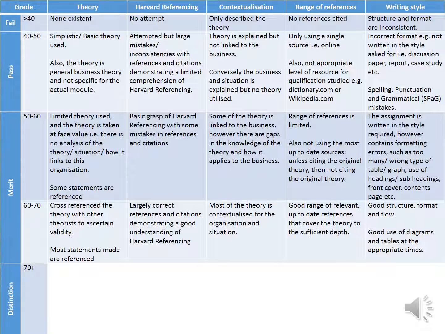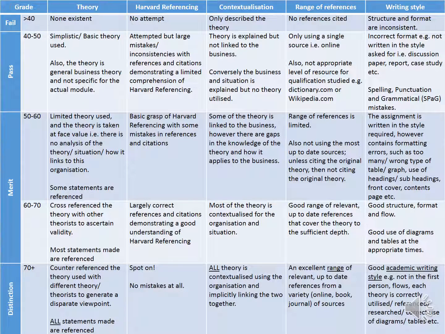Once again, this works for most modules across the board that I teach, most levels. When we look at distinction, it's counter-referenced theory. Once again, any statement that you make is all referenced. As I said, you are analysing the theory, so you're not just taking all the theory at face value. You say whether it's good, whether it's bad, when it'll work, when it won't work, etc. Harvard referencing, we're looking that it's all spot on, no mistakes. If you want the distinction, your Harvard referencing has to be spot on every time.